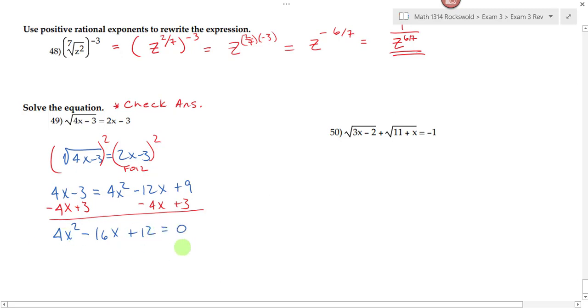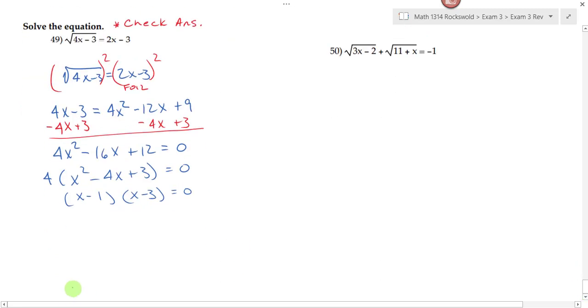Do I have a common factor I can pull out here? 4 is a common factor. I'm going to go ahead and pull that out, and that gives me x squared minus 4x plus 3 equals 0. That just makes this easier to factor. So that gives me x minus 1 and x minus 3. So what are my possible solutions here? I get x equals 1 and x equals 3.